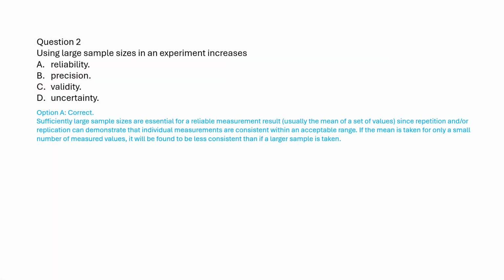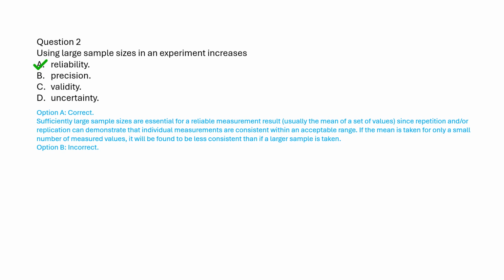Sufficiently large sample sizes are essential for a reliable measurement result, usually the mean of a set of values, since repetition can demonstrate that individual measurements are consistent within an acceptable range. If the mean is taken for only a small number of measured values, it will be found to be less consistent than if a larger sample is taken. So, A is correct.